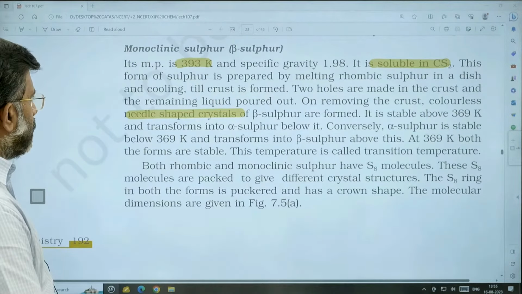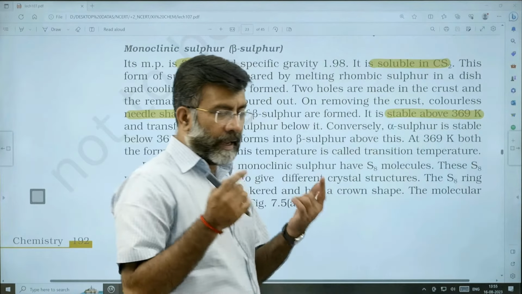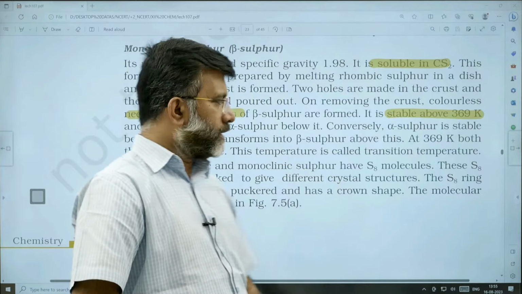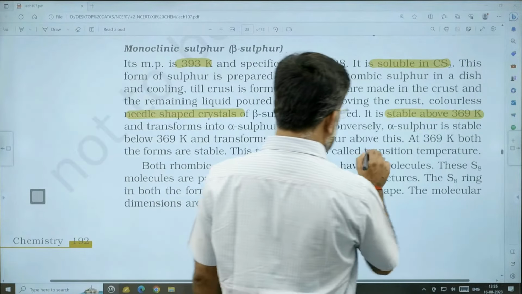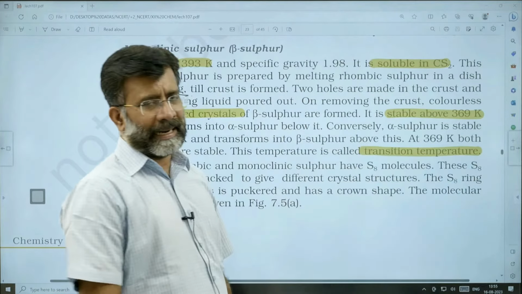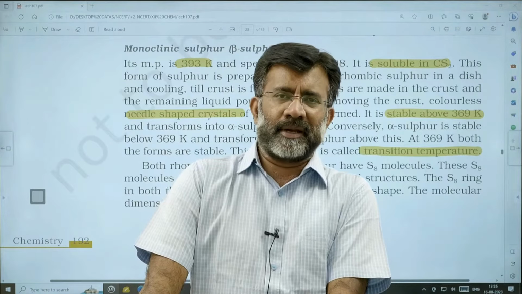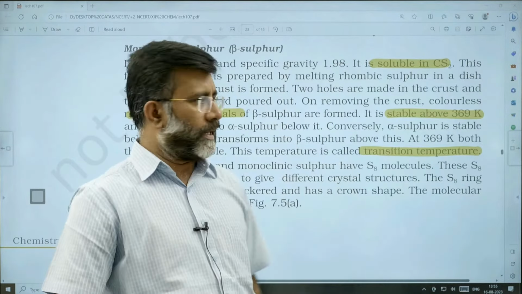It is stable above 369 Kelvin, below which the alpha form will stabilize, and that we call the transition temperature. Above 369, the beta form stabilizes. Below 369 Kelvin, the alpha form stabilizes.